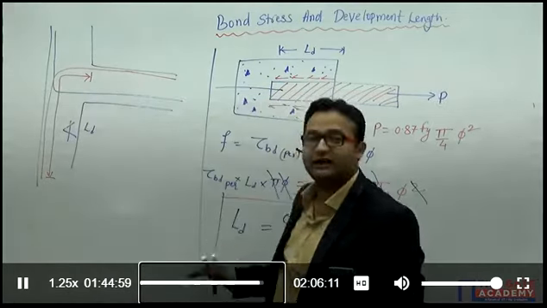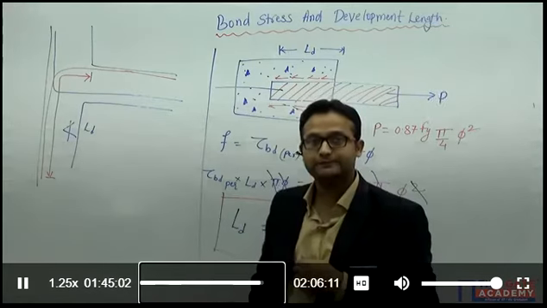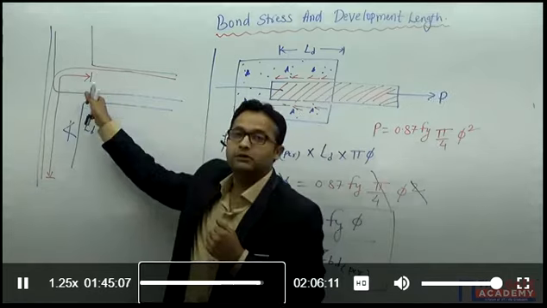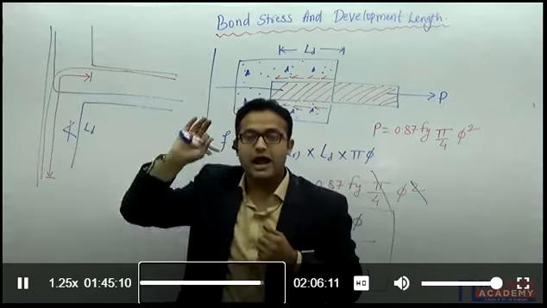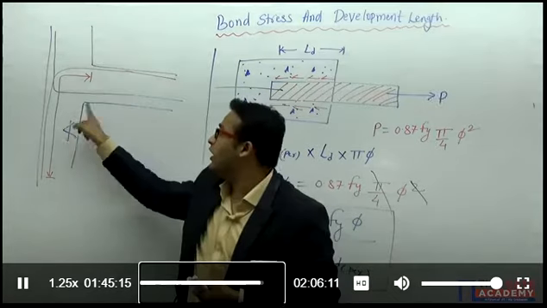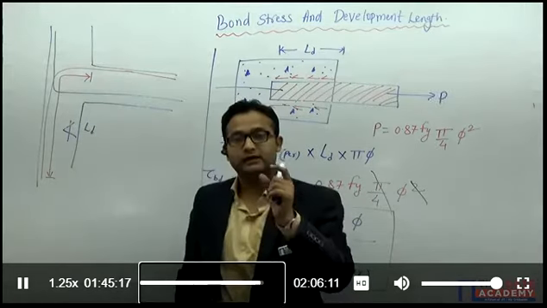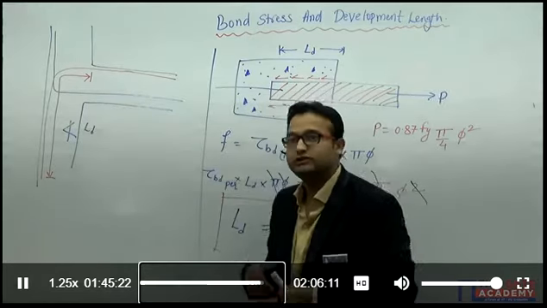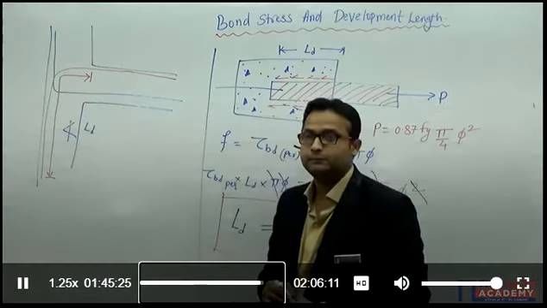Suppose I am calculating the development length equal to 300 mm or 400 mm. So from the face of the column to the 400 mm, I should provide my development length. Means I should take the reinforcement of the beam into the column up to the distance of 400 mm from the face of the column. So this is the use of development length.